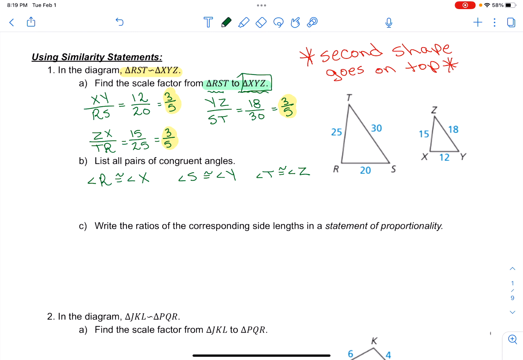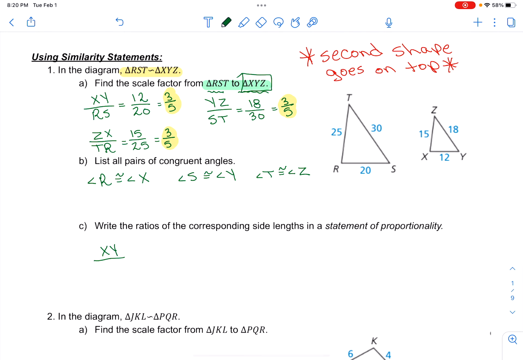And then for part C, it says to write the ratios of the corresponding side lengths in a statement of proportionality. We've already found our ratios. We did that in part A. So what it wants now is it doesn't want numbers, it just wants the letters. This is really what we did in the first part. Now they just want us to write it all out in words.